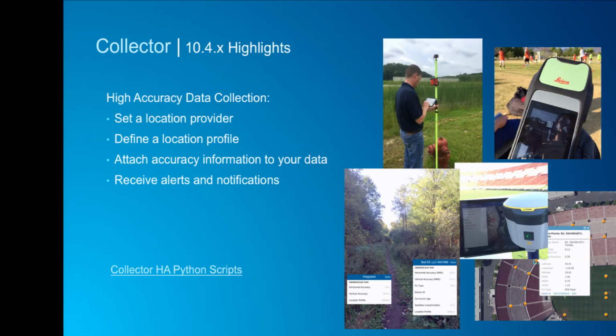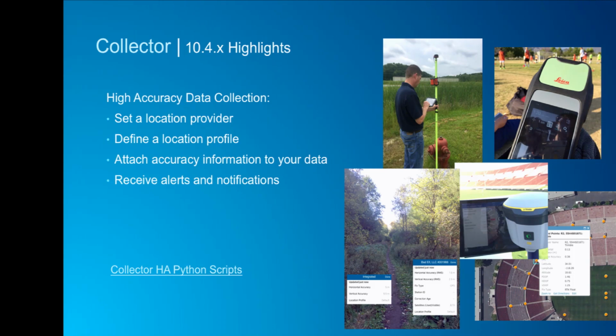So 10.4, wanted to talk a little bit about the highlights of 10.4. One of the most important ones, of course, being high accuracy data collection. So inside of Collector, in its settings, now you can set what we call a location provider, and that can be a receiver that's Bluetooth paired to your smartphone or tablet. You can also define what's called a location profile.